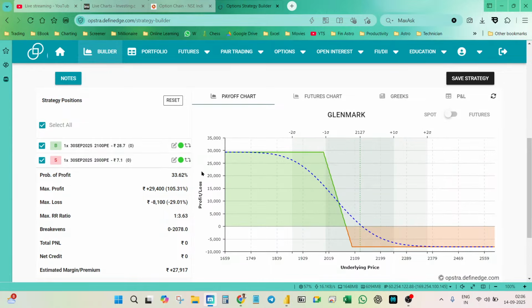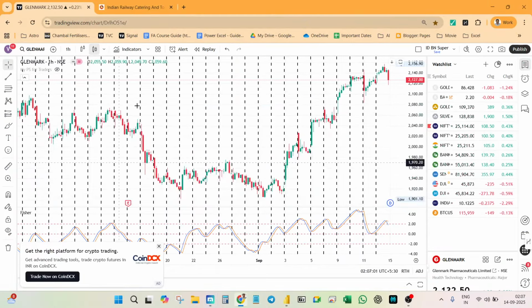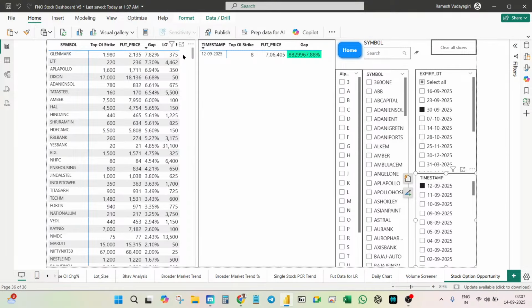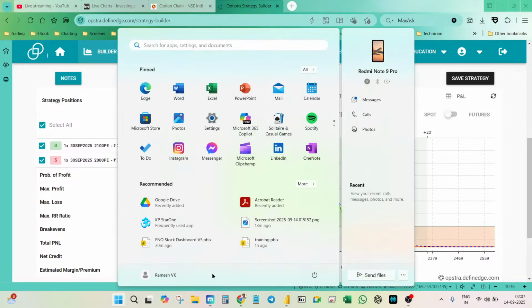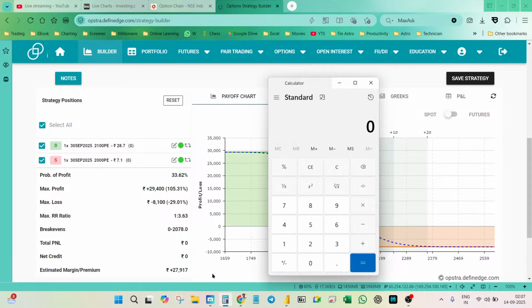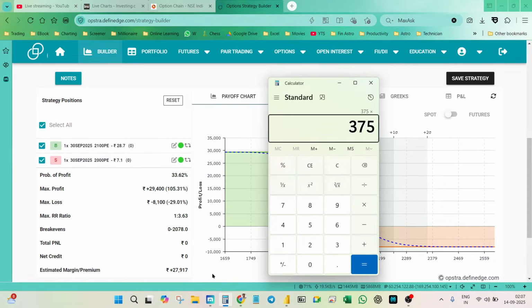So in this strategy we are expecting the price to go around 1980. Now here at roughly 1980, the maximum profit you can have is 20,000 rupees. So once we have the view, the first step is to have the view and identify the right option strategy and then take the position. If you buy a naked position, the lot size for Glenmark is 375. So for 375, the total premium you can expect is 375 into say 7 rupees.